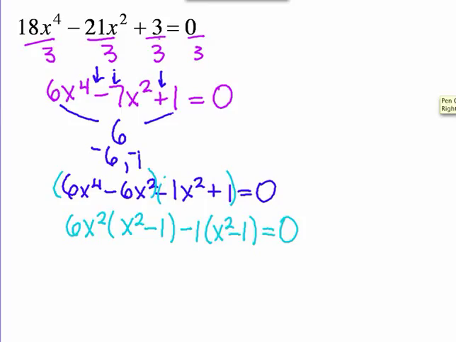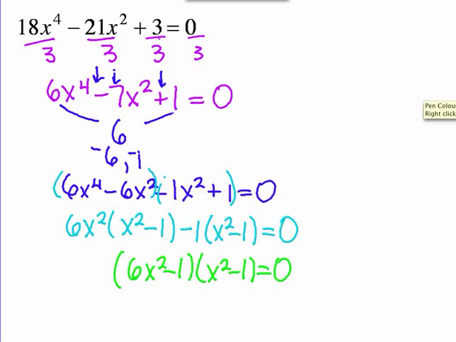What are my two quantities going to be? 6x squared minus 1, times x squared minus 1. And so 6x squared minus 1 times x squared minus 1. This looks very familiar to what we did before. The only difference is that instead of it being an x, it's now an x squared. So potentially on these problems, I'm going to have 4 answers, or at least on this one, because it's an x to the 4th.